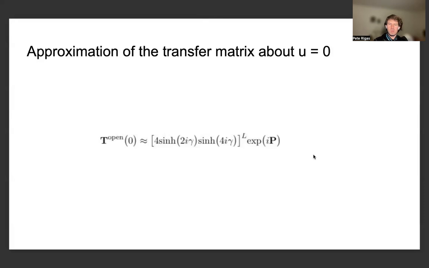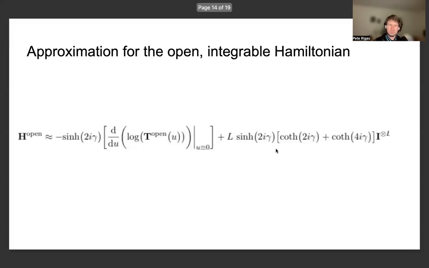And the approximation for the transfer matrix that we're going to use for obtaining an expression for the open integrable Hamiltonian is given by the fact that we can express approximately the transfer matrix about the point U equal to 0 in terms of a product of hyperbolic sine functions, which are proportional to the anisotropy parameters raised to the nth power, as well as an exponential of iP, where boldface P denotes the one site propagator. So it just means that we move all the sites of the spin chain over by 1. We translate them by 1.